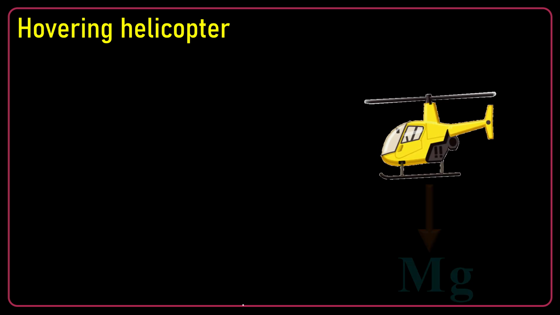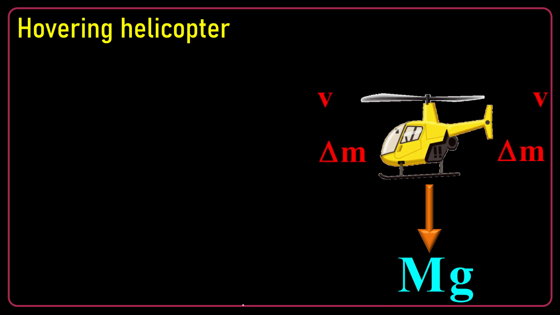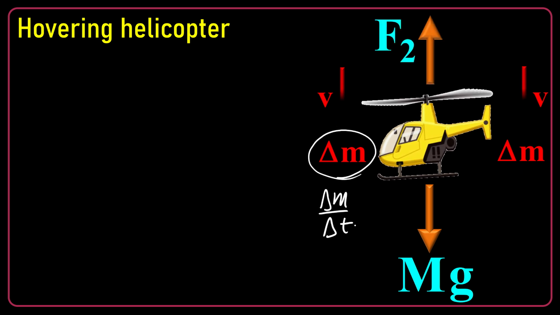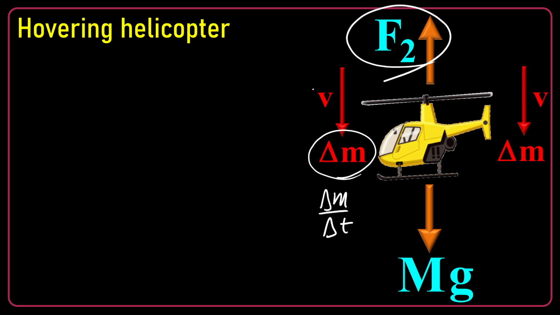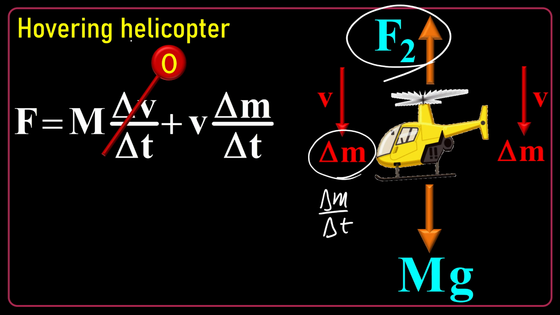So let's consider that again. Hovering helicopter. Here I have a helicopter. The total weight of the helicopter is mg downward, and a mass of delta m at a rate of delta m over delta t is pushed down in every second at a speed of v due to rotation of the blade. So it will make a reaction. I told you what this reaction means. And then here we have F equals m delta v over delta t plus v delta m over delta t. Now be very careful. Here the acceleration is zero because we have already supposed that helicopter is hovering. Delta v over delta t is zero.